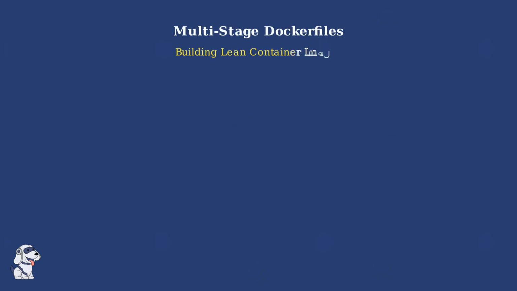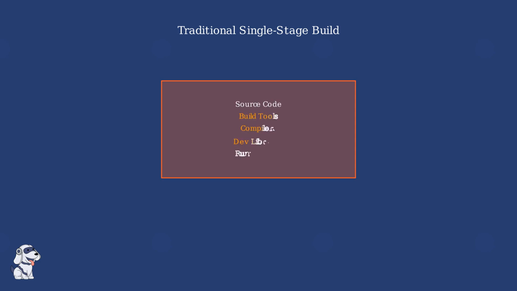Multi-stage Dockerfiles are a powerful technique that allows you to create lean, efficient container images. Instead of having one large, bloated image with all your build tools, you can separate the building process from the final runtime image. The traditional approach creates one large image that contains both build tools and your application. This results in unnecessarily large images that include compilers, development libraries, and other tools that aren't needed at runtime.